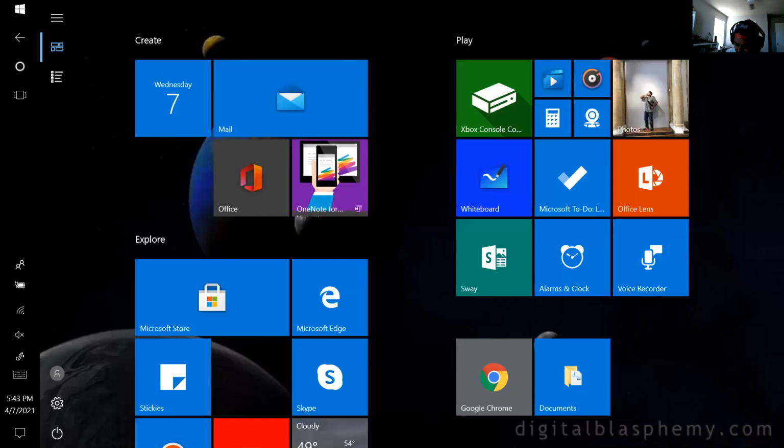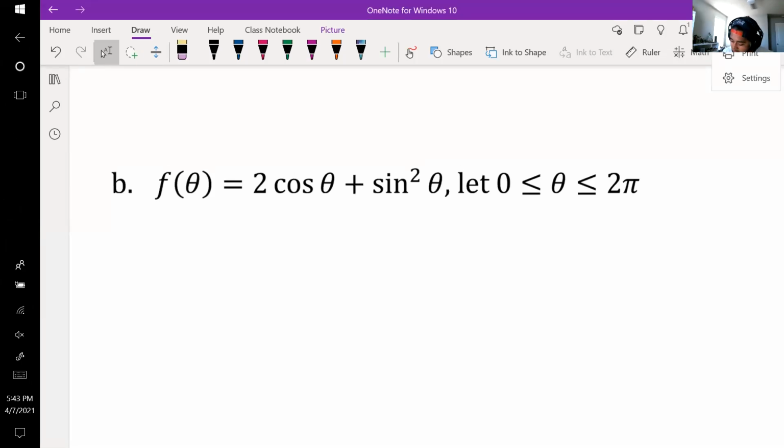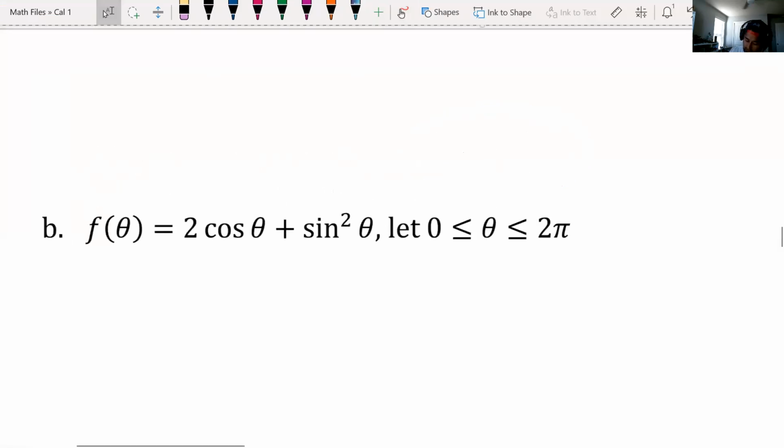Oh no, I didn't see this next one. This is a natural log. I don't know if it's as bad as this one. This one's not bad though. Remember your identities. Okay, so all we're doing is finding critical numbers, and whatever we find needs to be inside this interval 0 to 2 pi, which is the unit circle. So let's do it.